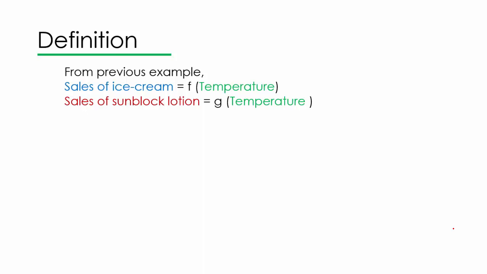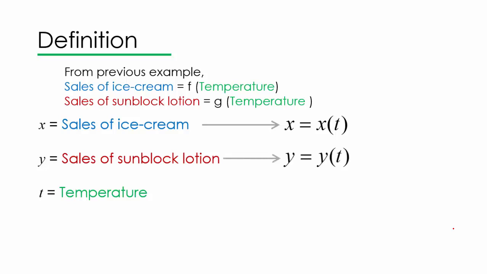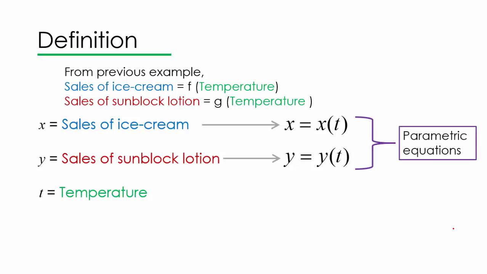We could translate this into mathematical equations by writing X to represent the sales of ice cream, Y to represent the sales of sunblock lotion, and T to represent temperature. With this, we can describe our two variables X and Y in terms of a third variable T. Therefore, in this case, we will have two equations, X in terms of T and Y in terms of T. This set of equations are what we call parametric equations.